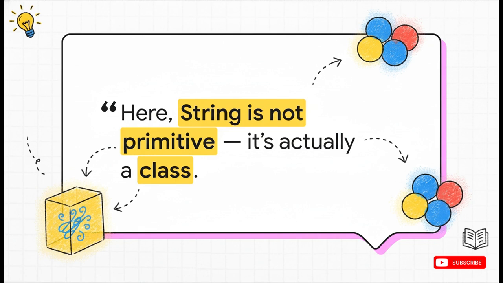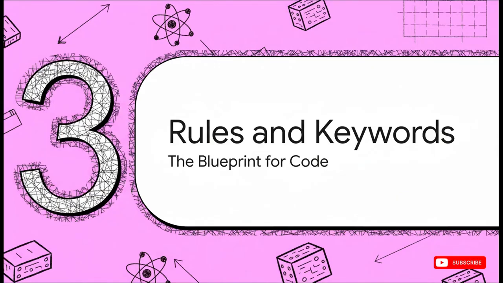And because they're objects, they have powers. They can do stuff. You can ask a string its length with .length, or tell it to shout in uppercase with .toUpperCase. Your little primitive int can't do any of that. It's just a number.